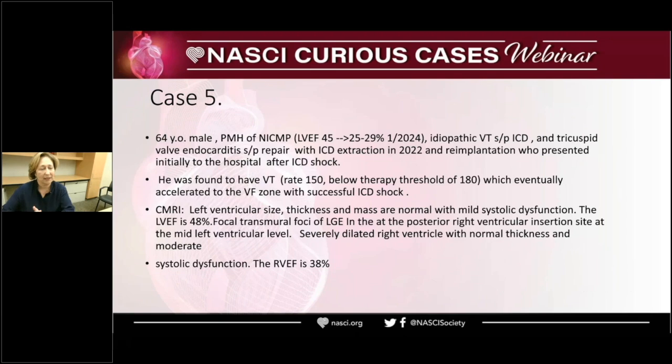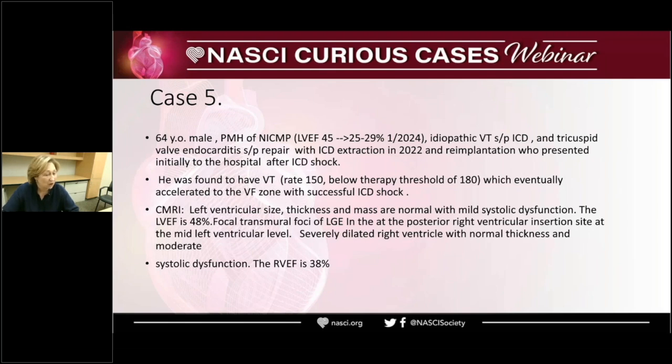Let's see. So case 5 that I have, again, a very complicated patient, a 64-year-old male with a past medical history of non-ischemic cardiomyopathy with a low ejection fraction. He's got idiopathic VT, he's got an ICD, then tricuspid valve endocarditis, and all the good stuff that you can read in this history report.